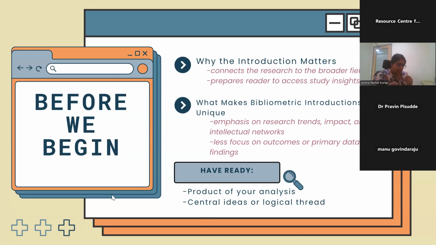In the example that I cited now, tobacco control in pregnant women, the central idea in a bibliometric context would be the trends and patterns in research on tobacco control in pregnant women, for example, or the collaborations within research on pregnant women requiring tobacco control. That would be your central thread, which you will start from the beginning of your introduction and weave through your methods, your results, etc. So today's session, we'll be focusing on how to weave that thread. I hope that's okay.